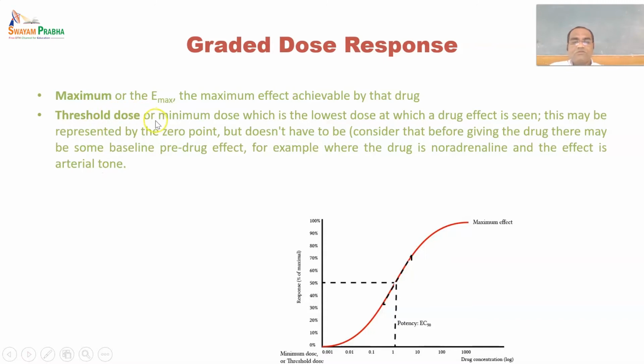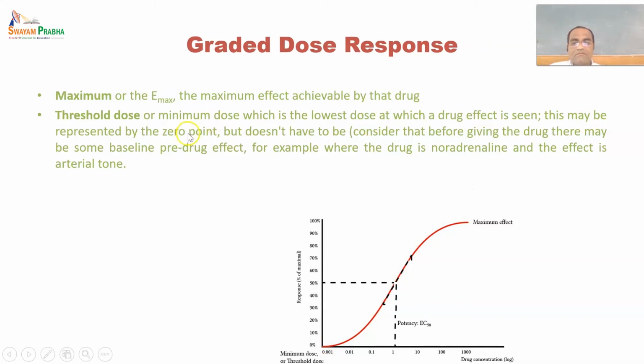The threshold dose, or minimum dose. The name itself indicates the minimum dose, which is the lowest dose at which a drug effect is seen. Here you can see the lowest concentration of a drug where we can see an effect. How much minimum dose does a system or tissue require to give a biological activity? That is the threshold dose or minimum dose.